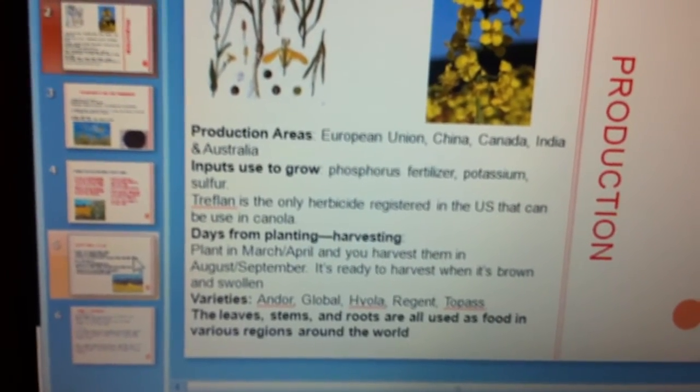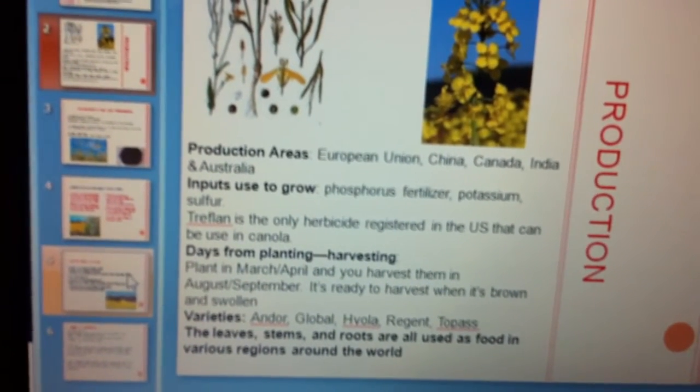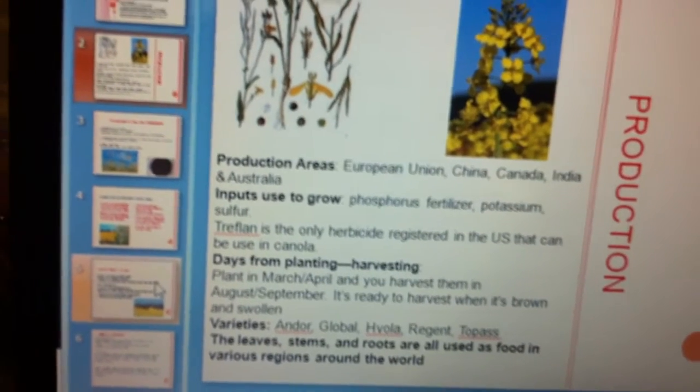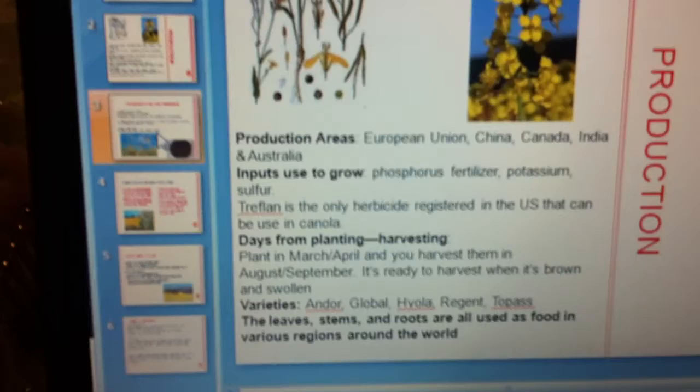Rapeseed is actually used for a lot of things. You can use the leaves, stems, and roots for many different purposes. Some use it for food, some use it for medical reasons. So I'll elaborate more on that later.